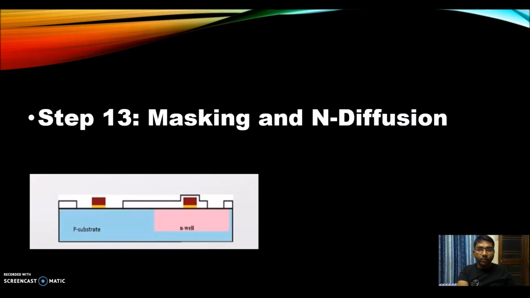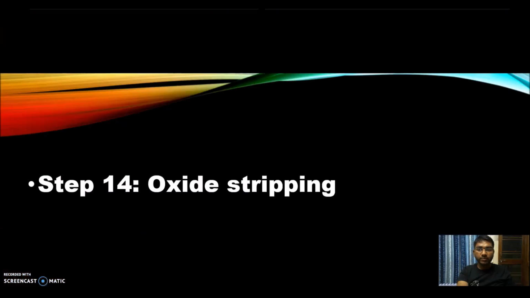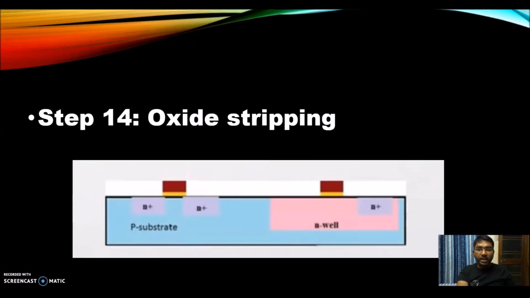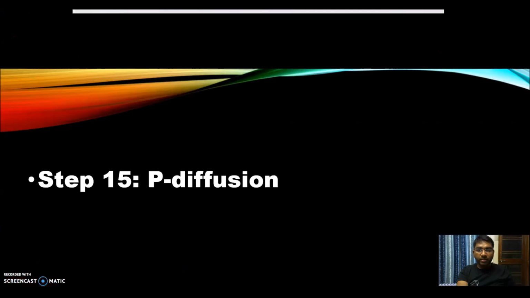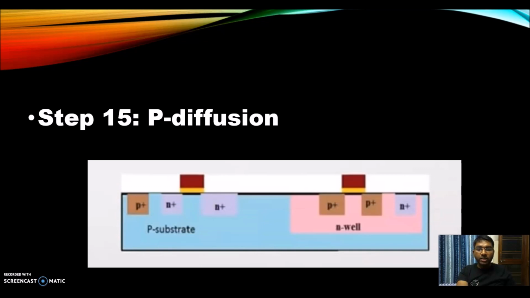The N-type dopants are diffused or ion implanted and the N plus regions are formed for the formation of terminals of NMOS. Oxide stripping. The remaining oxide layer is stripped off. The next step is P-diffusion. Similar to the above N diffusion process, the P-diffusion regions are diffused to form the terminals of the PMOS.